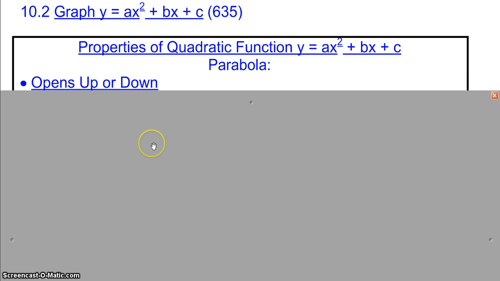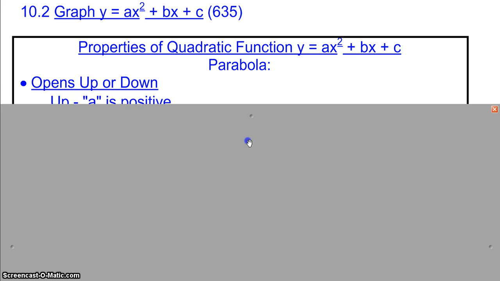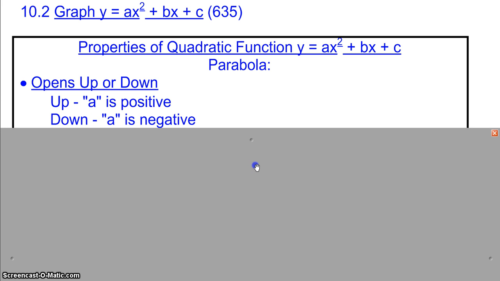And how do you know when it opens up or when it opens down? What do you look at in this equation? A. So how do you know it opens up? The A is good. And if it opens down, of course, the A is negative.